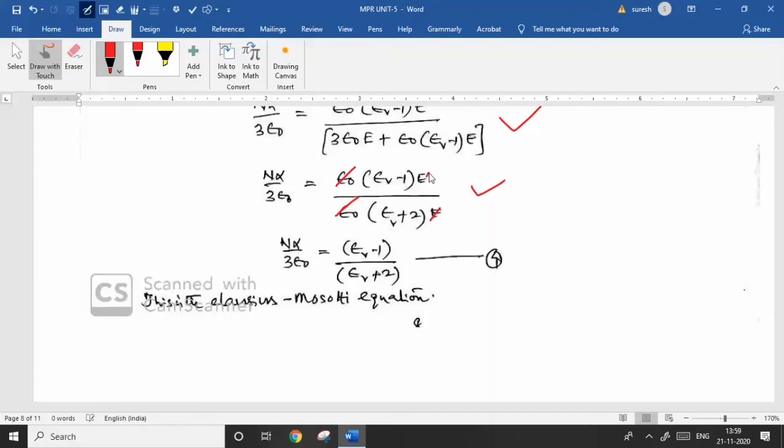Therefore, the remaining expression is N alpha by 3 epsilon naught is equal to epsilon r minus 1 by epsilon r plus 2, which is the important expression known as the Clausius-Mossotti equation.